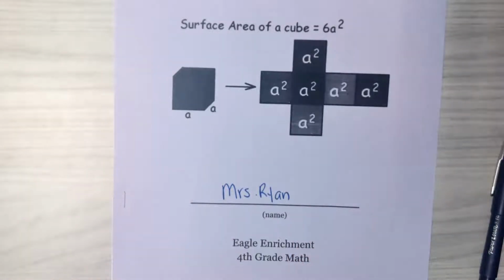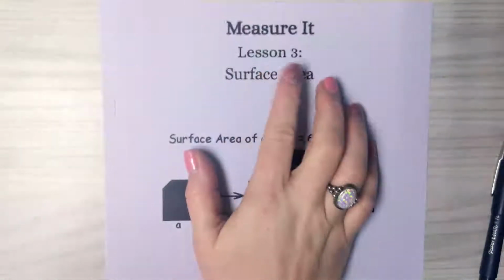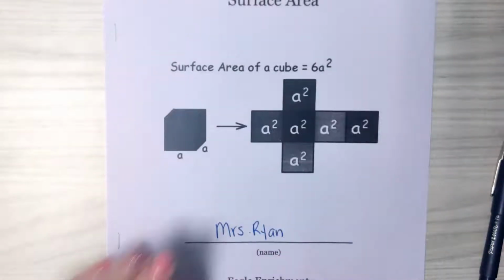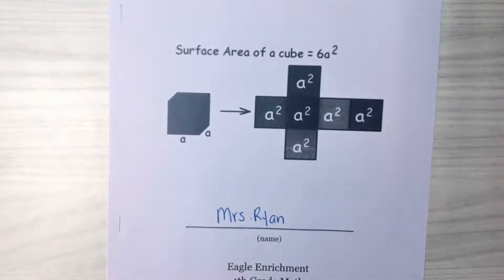Mrs. Ryan here. Today we're going to be inside of your Lesson 3 surface area packet. Mine is purple. Yours might be a little different. You will need a pencil.